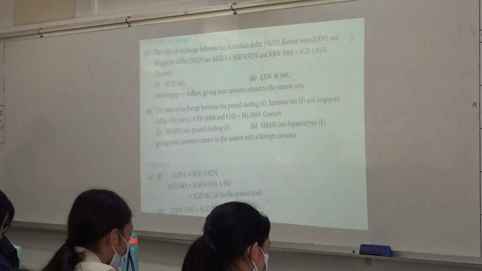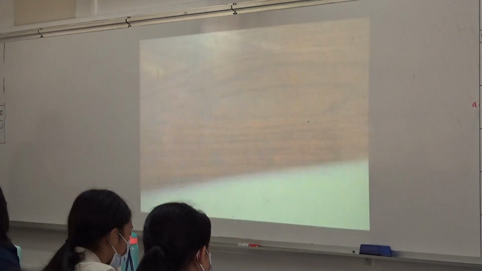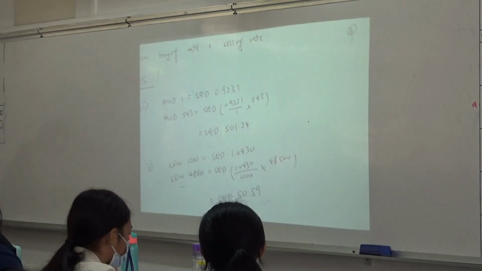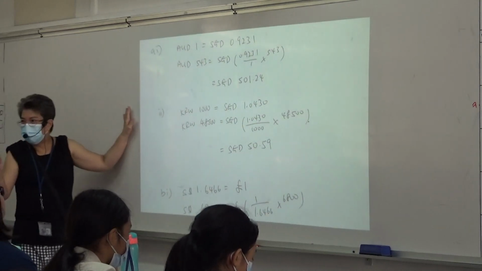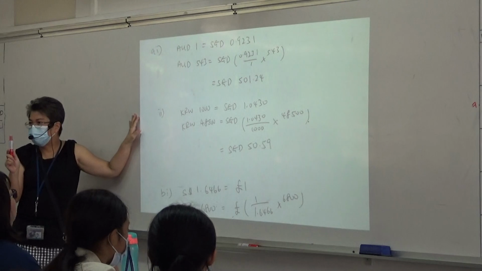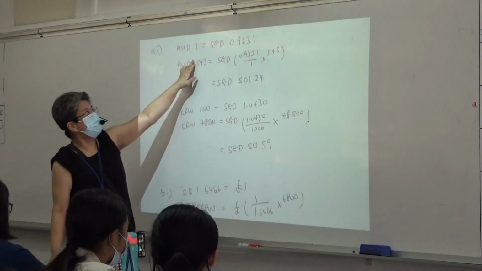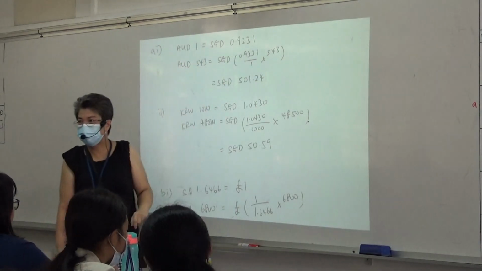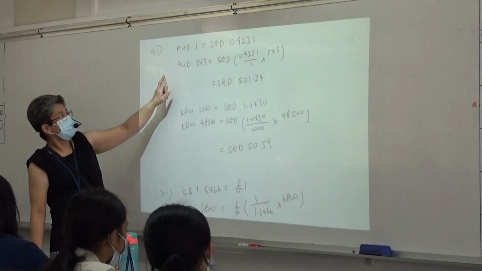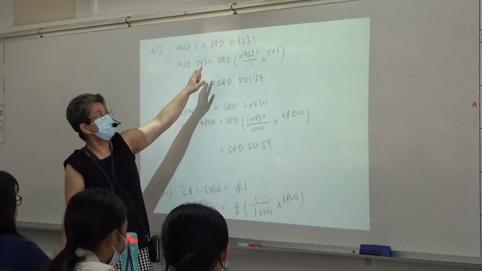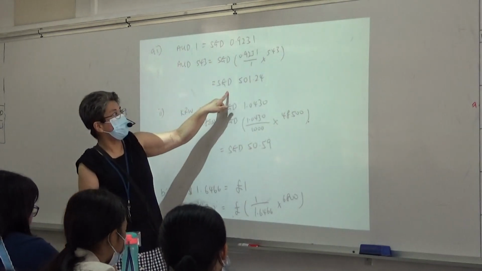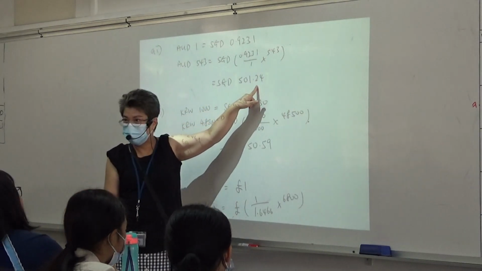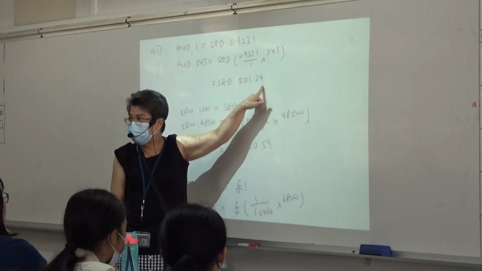Can all of you look at the board? This is important. First one. I will line up. Australian dollar one is Singapore dollar, this one, right? The question is here. Then Australian dollar 543 will be this over this times this, right? Remember? I line up. So I will get SGD 501. Okay, nearest cent is 2 decimal places.